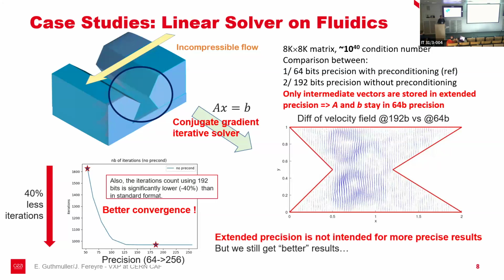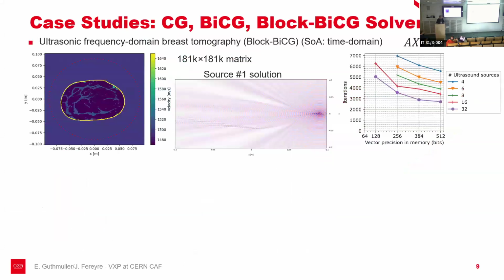As I said, extended precision is not intended for more precise results. It's just to increase the convergence. We still get a better result, but better, we don't know what it means because it's very small here. So maybe it does not have any physical meaning. And we actually found better, more interesting applications where even at 64-bit, it did not converge.